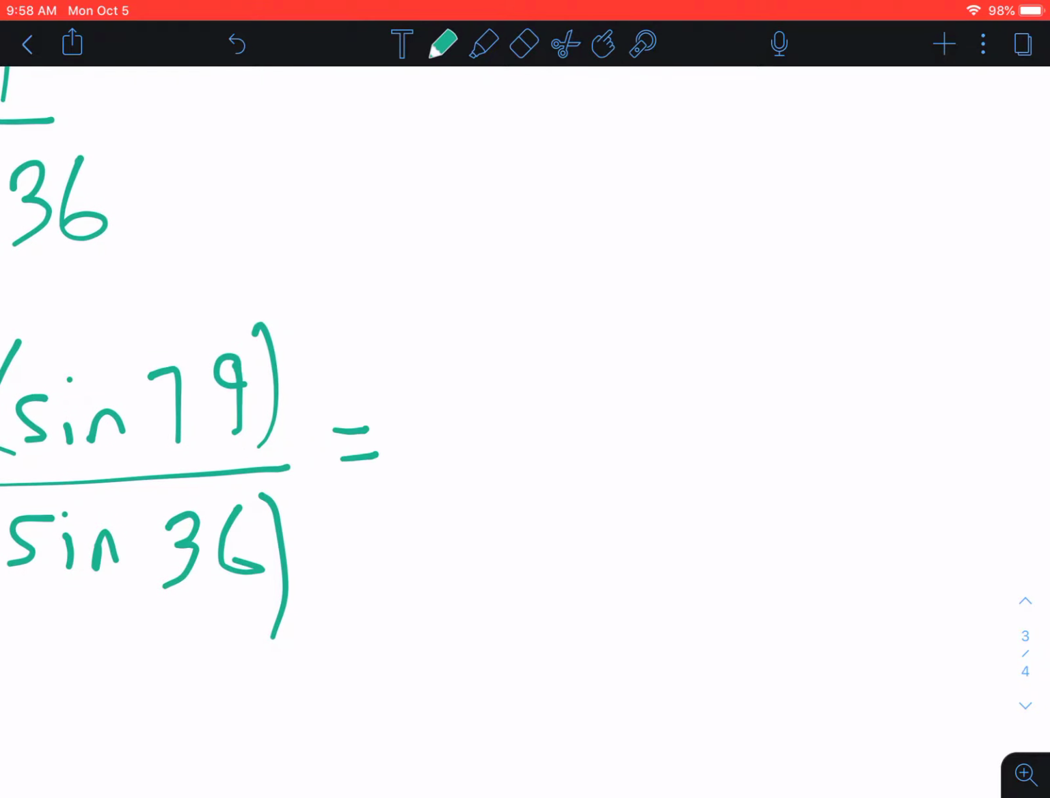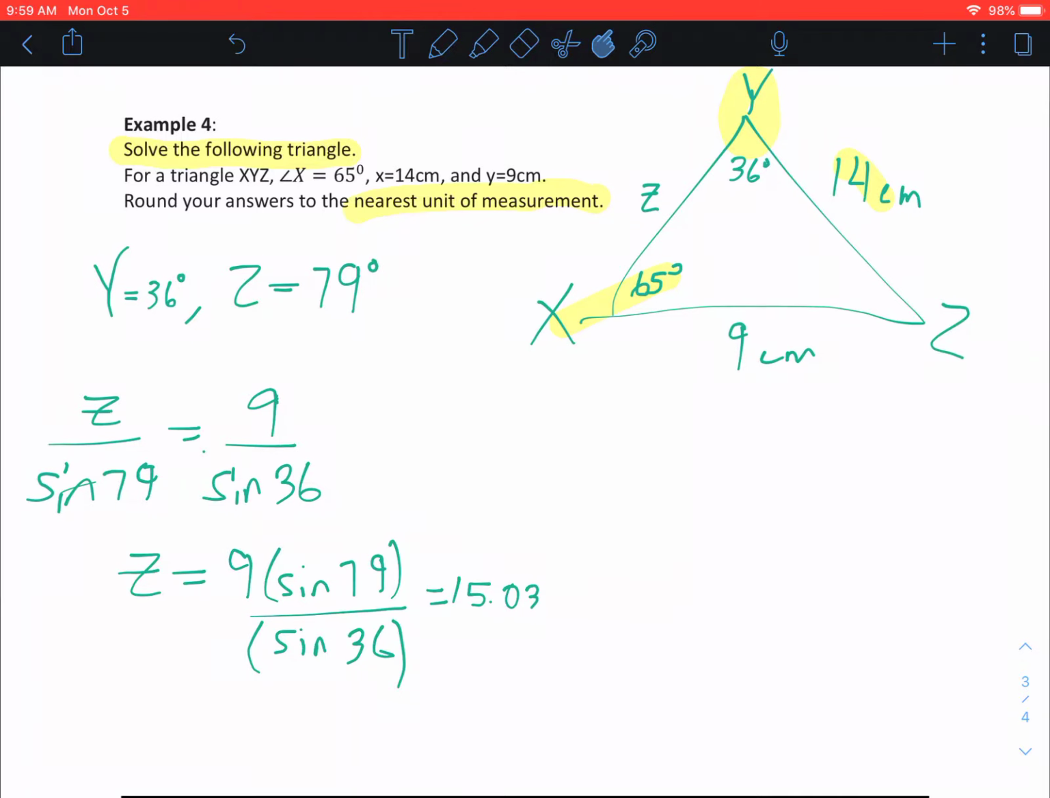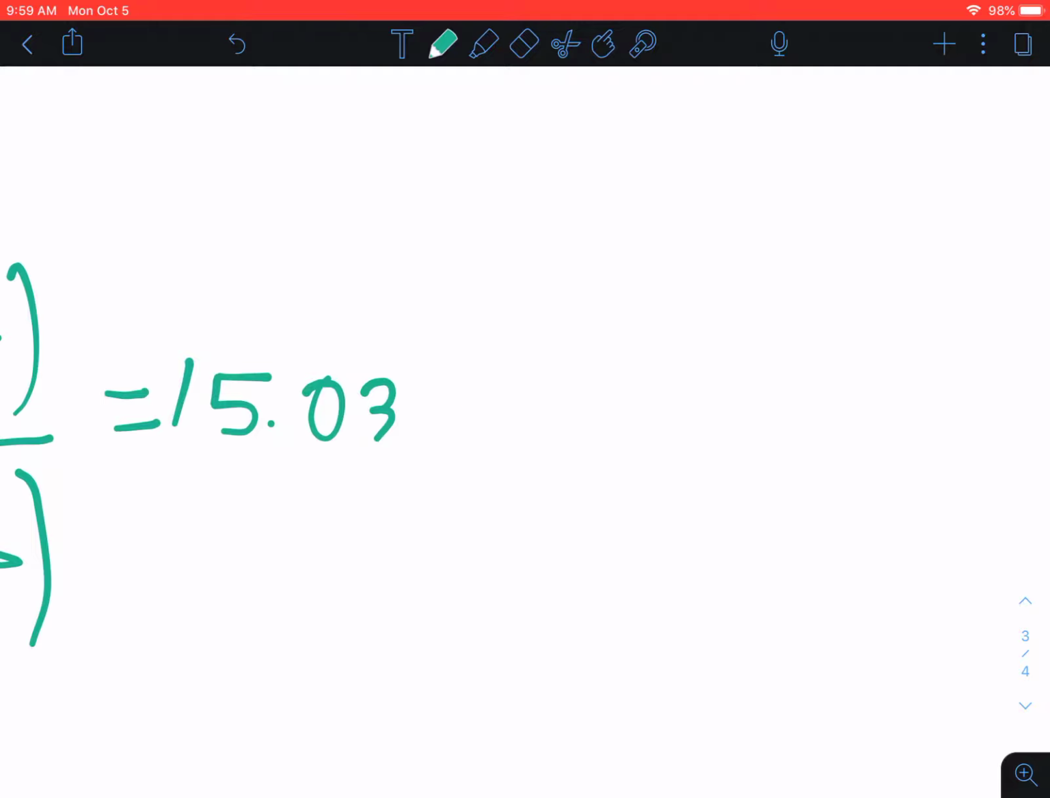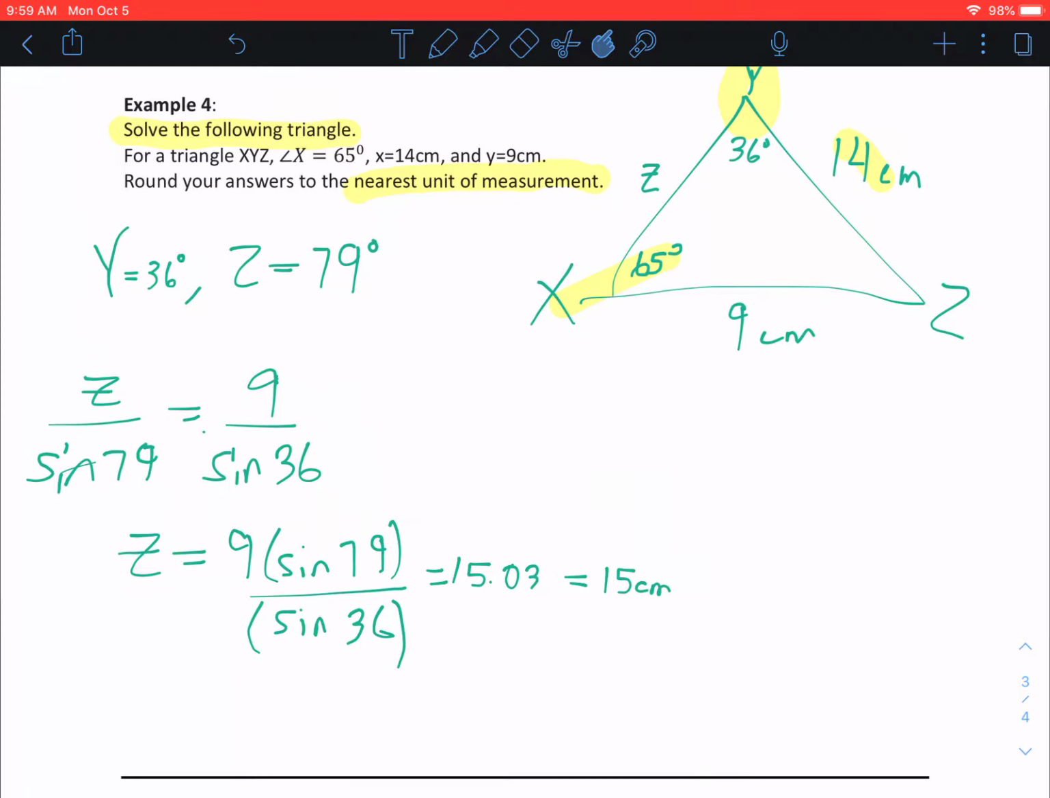So Z is going to equal 15.03. Again, the question says round to the nearest unit of measurement. The unit for the sides is centimeters, so we have to round to the nearest centimeter. So this is going to equal 15 centimeters. Now we have found the two missing angles and the missing side.